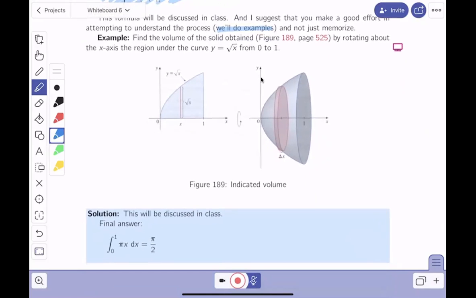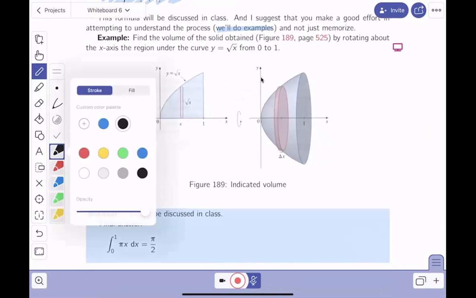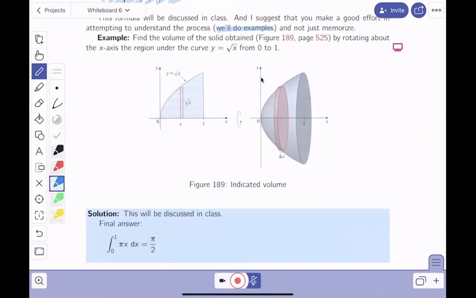So I'm going to read the first question. It's an example, and it's going to set the tone for the problem set. It says, find the volume that's obtained by rotating about the x-axis the region under the curve y equals root x. I want to visualize what y equals root x looks like. It looks sort of like this, and it's between 0 and 1. The region they're talking about, which we've done many times before, is already shaded in.